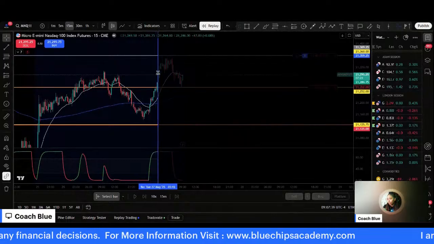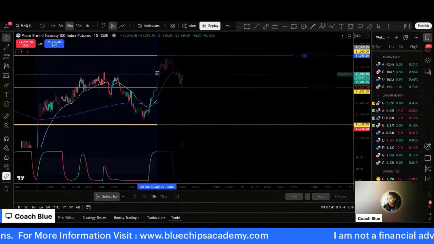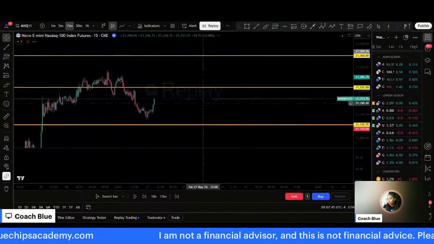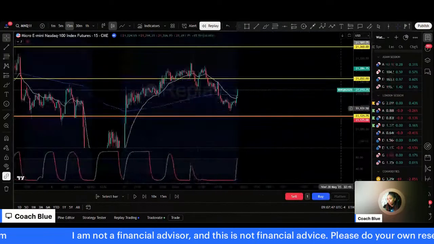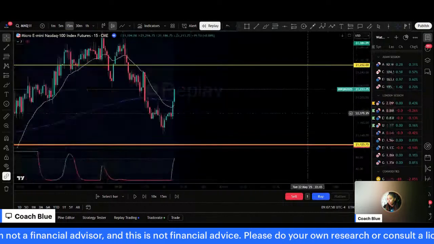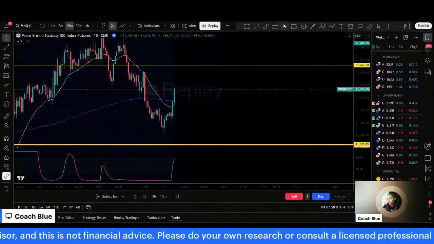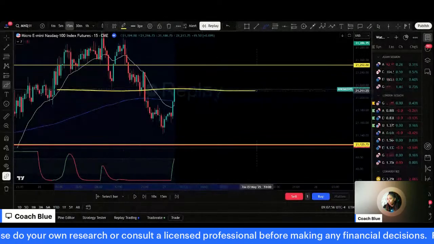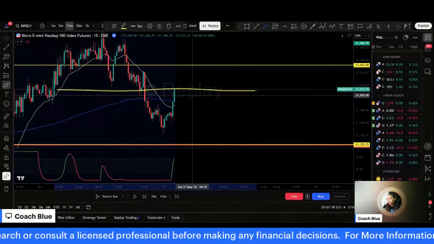Let's use this one right here. This is good. Let's imagine that here's our line right here. Let's just say that this is a key level, because it is. This is a little key level right here.